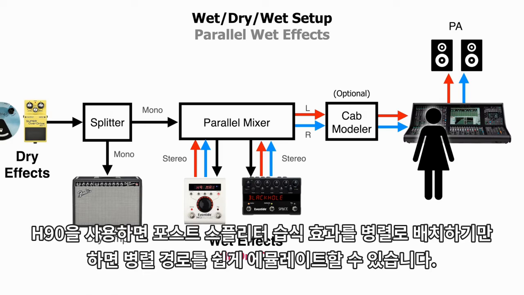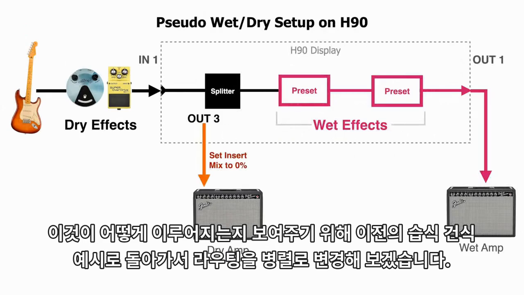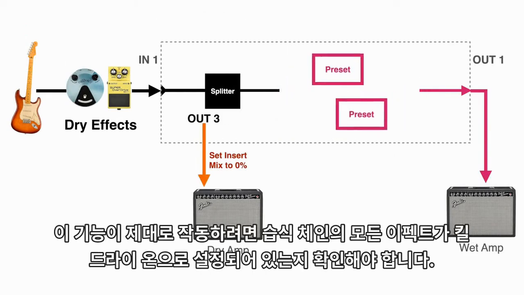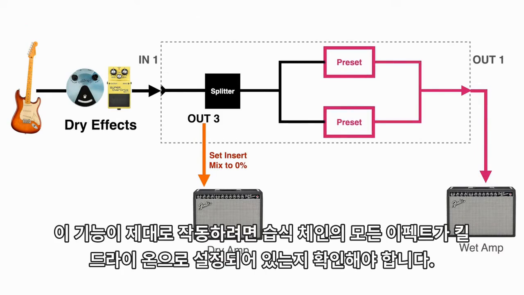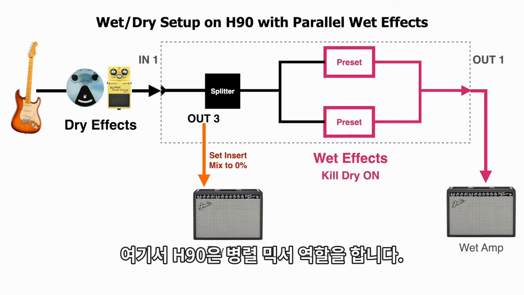The H90 makes it easy for us to emulate parallel paths by simply putting the post-splitter wet effects in parallel. To show how this is done, let's go back to our previous wet-dry example and simply change the routing to parallel. For this to work properly, make sure all the effects in the wet chain are set to kill dry on. Here, the H90 acts as our parallel mixer.